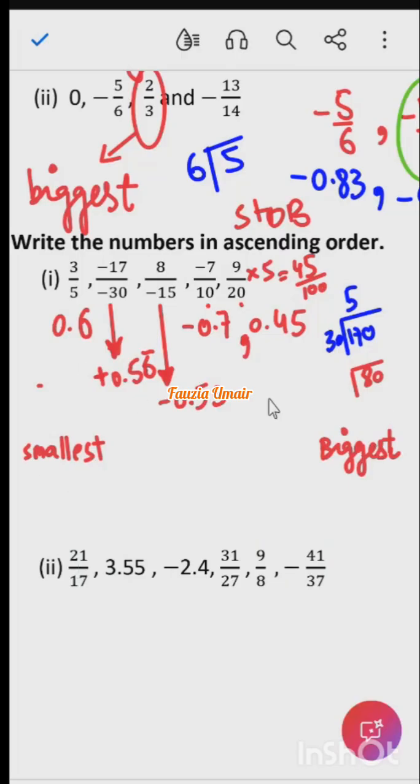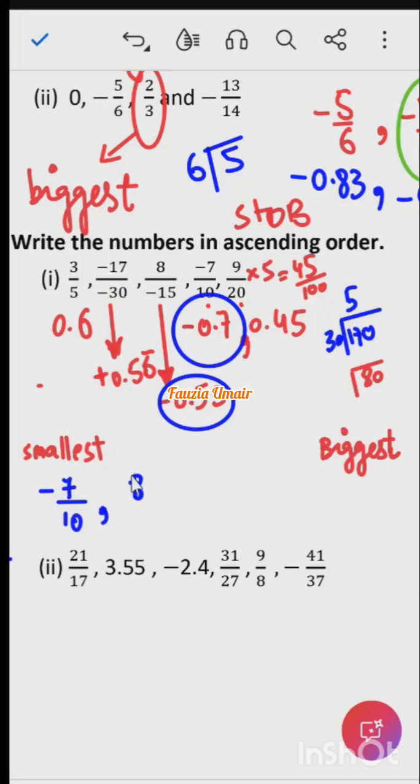So which one is the smallest value? We have three negative values. Which is the smallest? Ma'am, minus 0.53. No. Which one is the smallest? Think again. 0.53 or 0.7? Which is smallest? 0.7, because 0.70 is bigger, that's why minus 0.7 is the smallest. So I will write down minus 7 by 10, minus 0.7. Then it is minus 0.53.